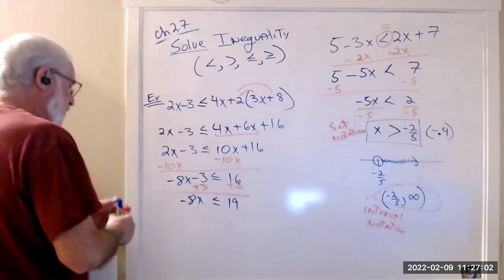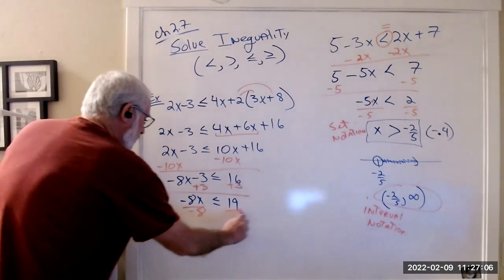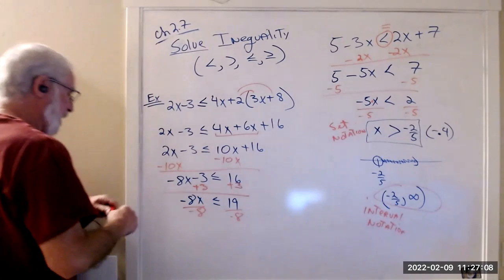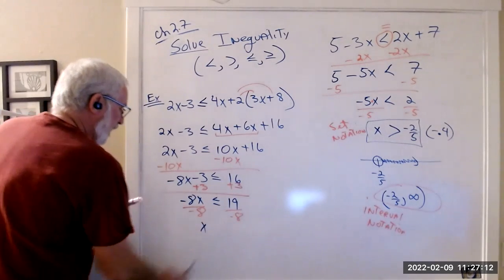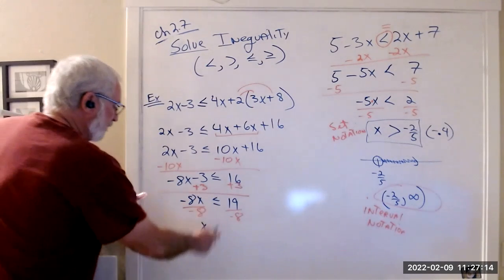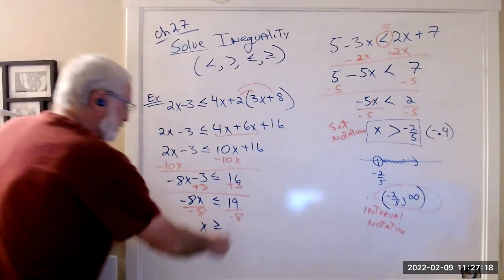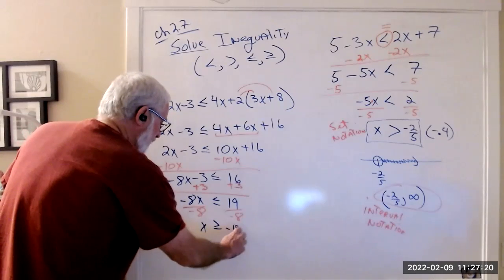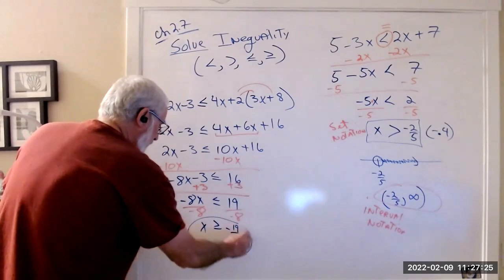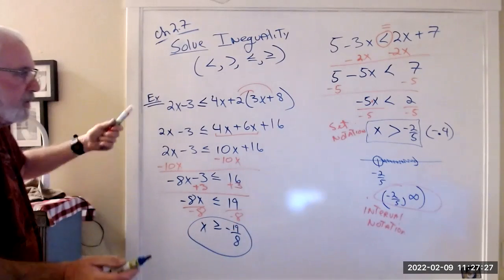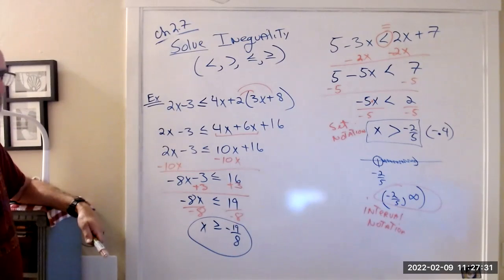So anyways, here, divide by -8. This gives me x. I divided by a negative, so I have to flip this over: greater than or equal. And this just stays 19/8, negative. Because 8 doesn't go into that, it's not a pretty number. So I just say, leave it as 19/8.